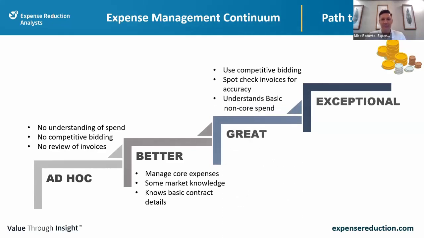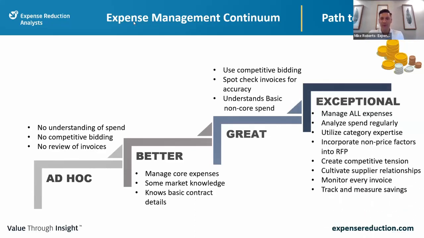Great would be using competitive bidding, spot checking the invoices, really having a process in place for expense management. And then exceptional would be you manage all expenses, you're analyzing regularly, you're tracking and measuring savings, creating competitive tension with suppliers, obviously in a respectful way, and then cultivating supplier relationships. And I think what's very important is monitoring every invoice as well.